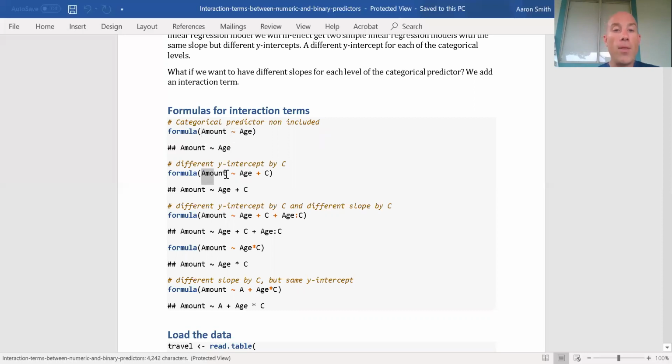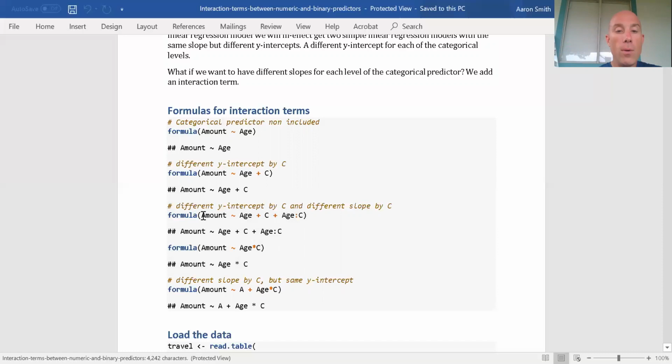Now, if I look at this equation, I have age plus my categorical data. What I'm saying is I want a different y-intercept for each level of C. And for this one, I'm going to have 2 levels of categories. Therefore, I'm going to have 2 different lines, but they're going to be parallel slopes. They're going to be parallel lines because there's only one coefficient for age. Now, when I get down to these 2, it gets a little bit juicier.